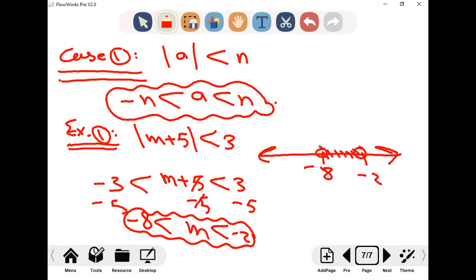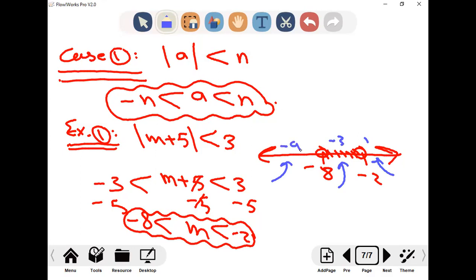Now let's check our solution. To check the solution, select random numbers on the 3 paths in the number line. For example, I will select a number here, and here, and here. Let's say 1 here, negative 3 between negative 2 and negative 8, and negative 9 here.